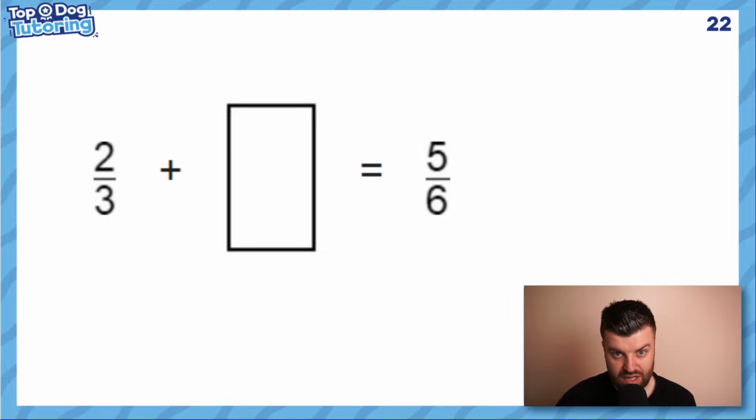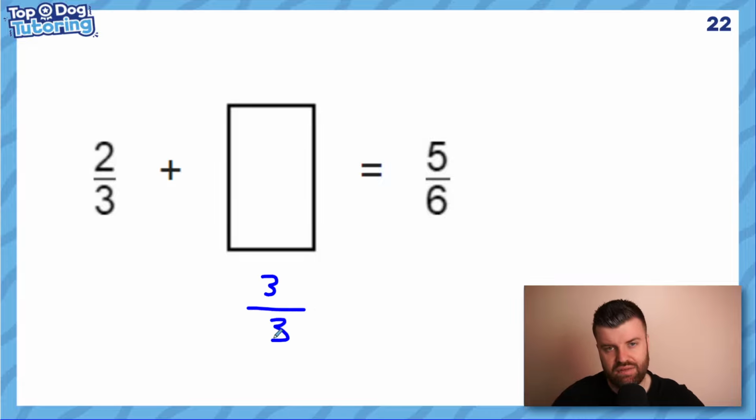I'm going to start by telling you the most common answer. The most common answer is 3/3. The most common mistake, rather. That's because 3 plus 3 is 6, 2 plus 3 is 5. No, don't do it. Let's change this 2/3.